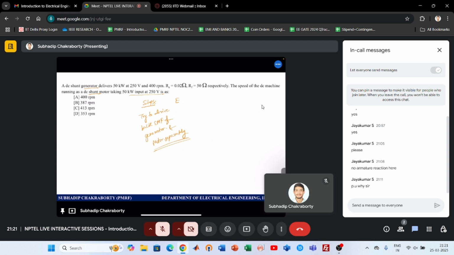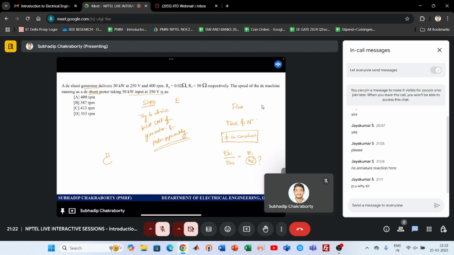And then you know what? That flux, back EMF proportional to phi times N. Flux is constant, right? So you can do EB1 by EB2 as N1 by N2, and this is the thing you need.